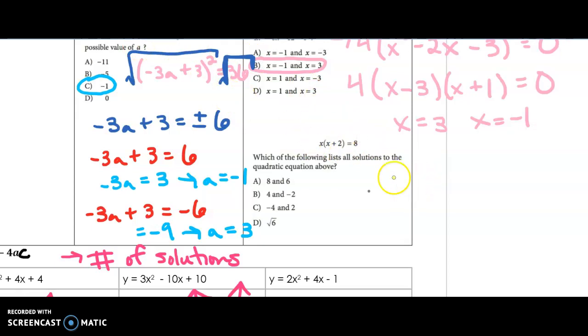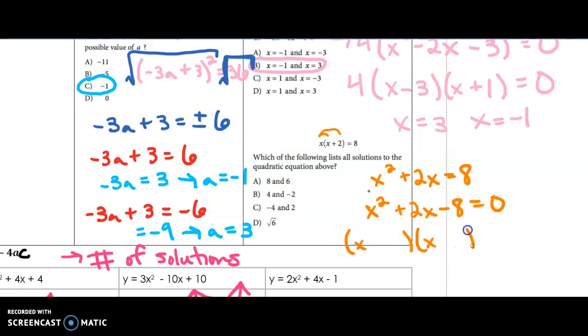And so what we need to do is put our quadratic in standard form so that we can factor. In order to do that, we'll distribute this x. So we have x squared plus 2x is equal to 8. Move that 8 to the other side so that now we have everything set equal to 0 and we can factor. When we do that, we're looking for two numbers that multiply to negative 8 and add to positive 2. I believe that's going to be positive 4 and negative 2, which means that our x values are negative 4 and positive 2, which is option C.